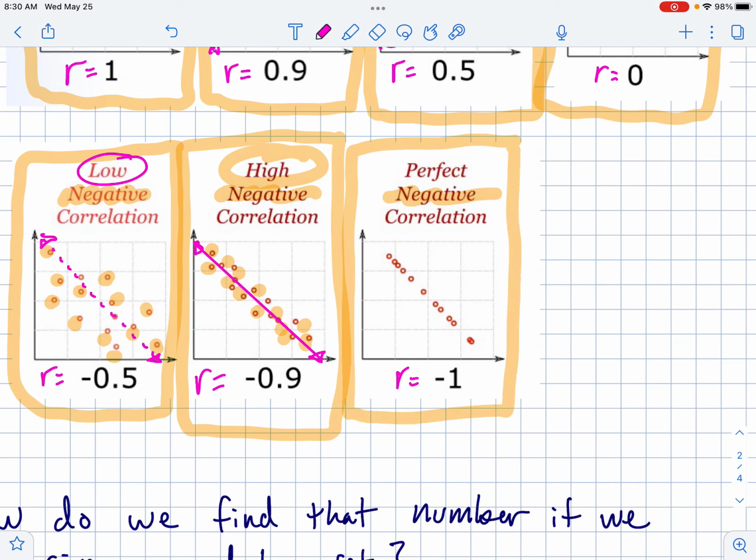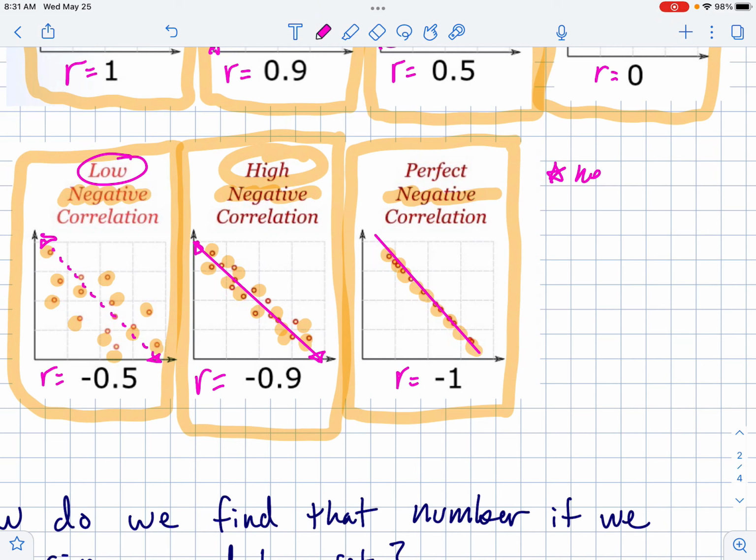And then the last example is a perfect R equals -1. Notice that the line of best fit here goes pretty perfectly through all the points. They're all on the line. So Pearson's correlation coefficient can go from -1 to +1.